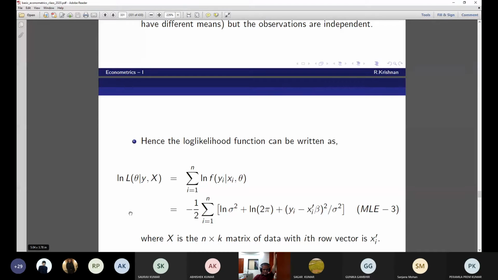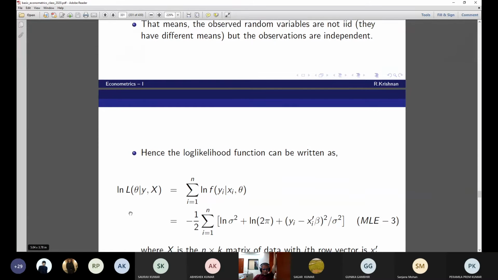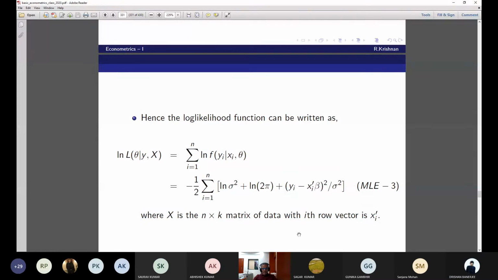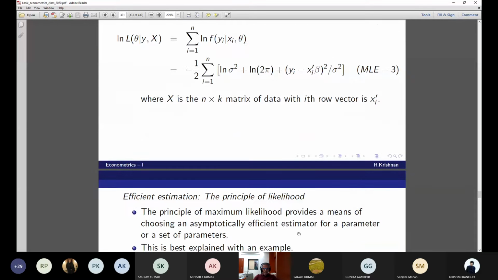Does this make sense? How did I write this? Sir, from the normal distribution form. Normal distribution for any particular variable can be written this way. From there, I can write the log likelihood. Yes. X is the n by k matrix of data, with its ith row vector xi prime.